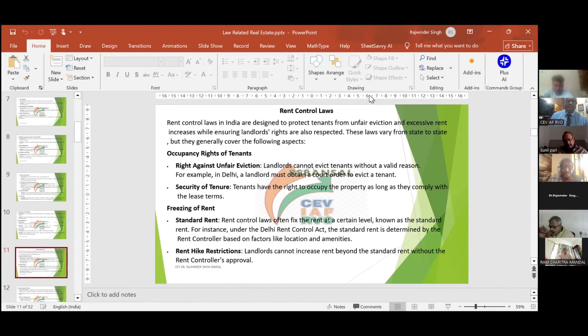So as far as the syllabus is concerned, you must know what the occupancy rights of the tenants are as per this act. First right is the right against unfair eviction. So a landlord cannot evict tenants without a valid reason. For example, in Delhi, a landlord must obtain a court order to evict a tenant.